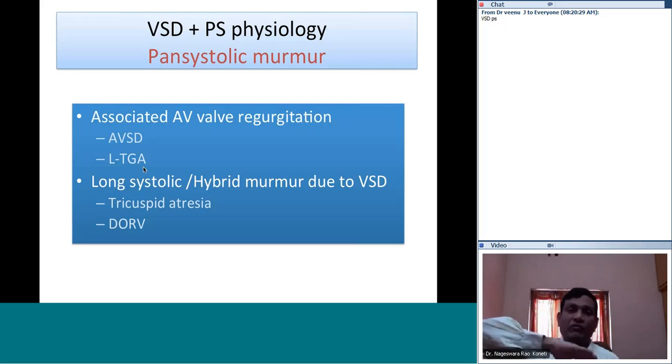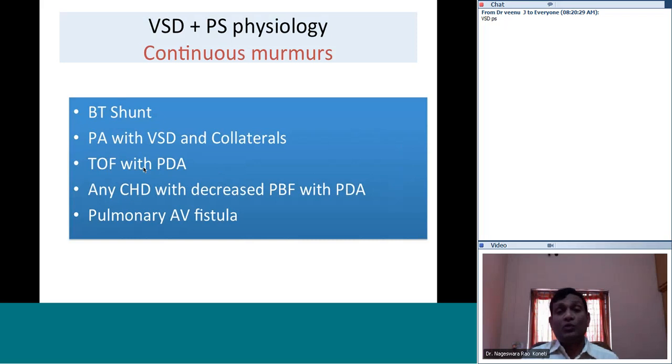So you have various degrees of obstruction in tricuspid atresia, starting from the VSD, infundibulum, and pulmonary valvular obstruction, that produces a long systolic murmur in this condition. The favorite question of most examiners is continuous murmurs in VSD PS physiology. When you appreciate a continuous murmur in a postoperative cyanotic congenital heart disease with reduced pulmonary blood flow that underwent a palliative operation, it characteristically suggests an aortopulmonary shunt, a modified BT shunt or ascending aorta to RPA shunt, and historically a Potts shunt, which you may appreciate on the left side or back of the chest. Pulmonary atresia VSD with collaterals, tetralogy of Fallot with patent ductus arteriosus, or any cyanotic congenital heart disease with reduced pulmonary blood flow associated with a patent ductus arteriosus, these are the conditions where you appreciate continuous murmurs in VSD PS physiology.